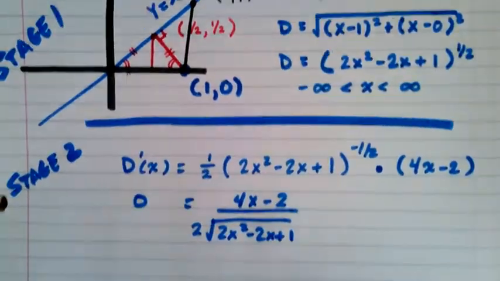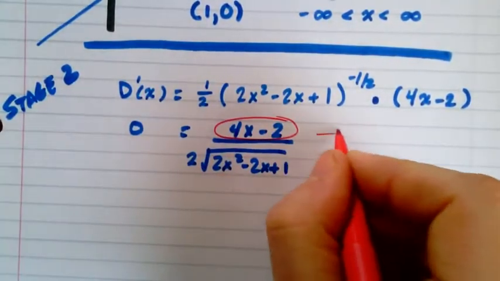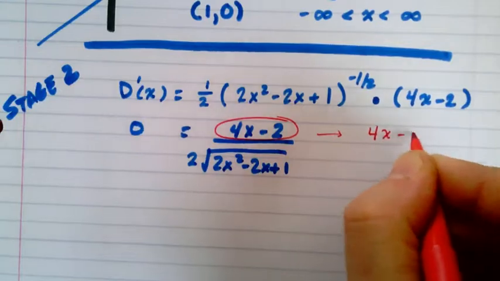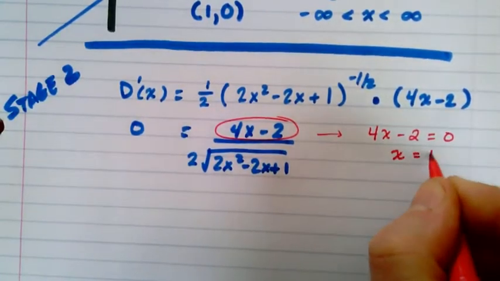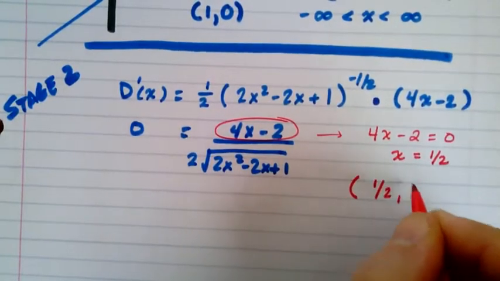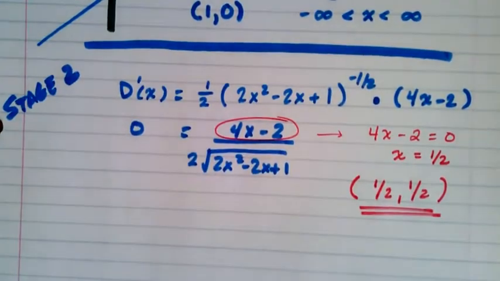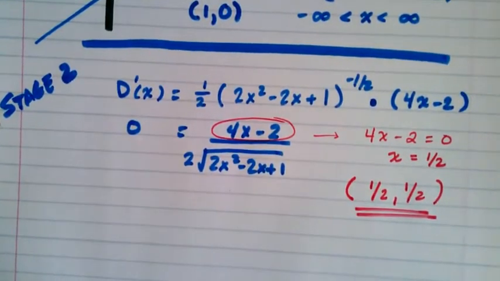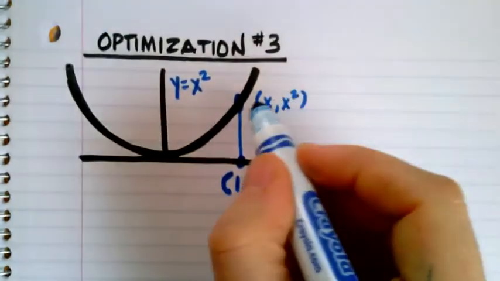And to find our minima, we want to set this equal to 0. So 4x minus 2 would be 0, means that x would be equal to 1/2, which brings us to our point, 1/2, 1/2, which is exactly the way we found it using the geometric method. Good stuff.